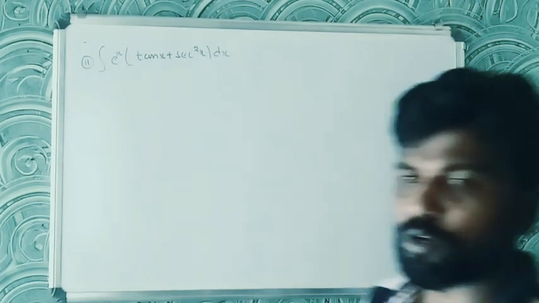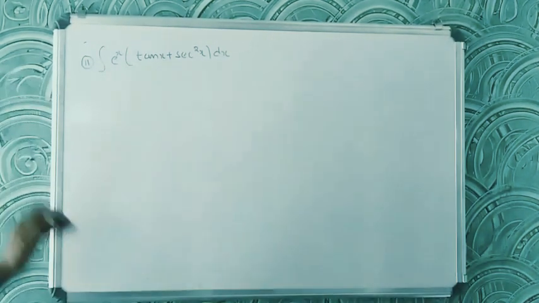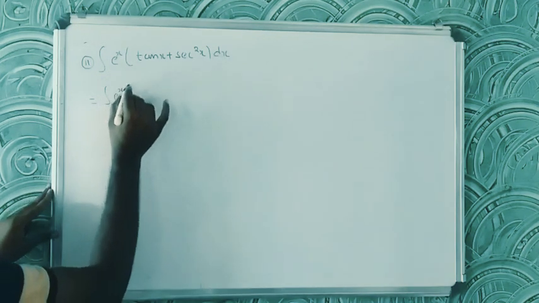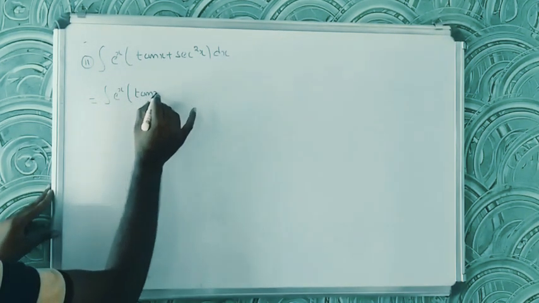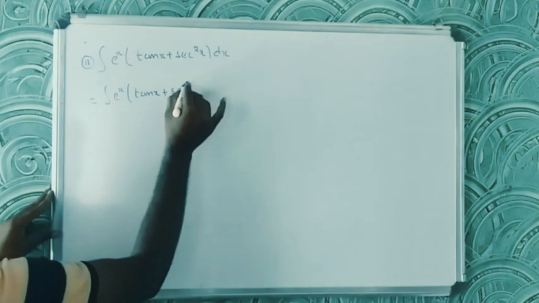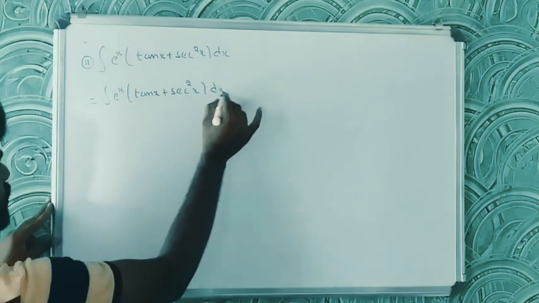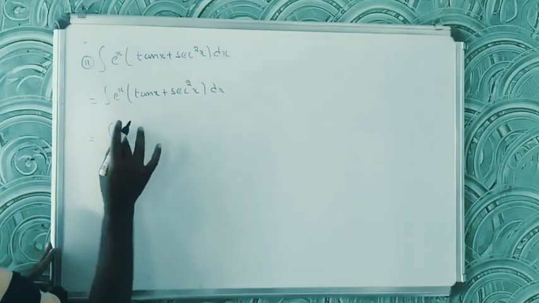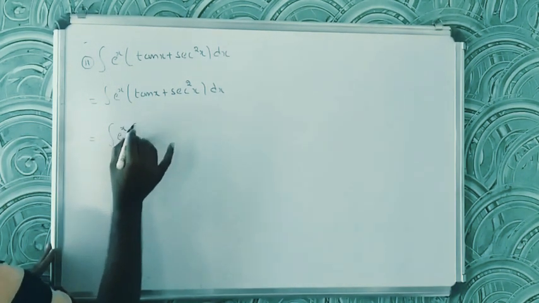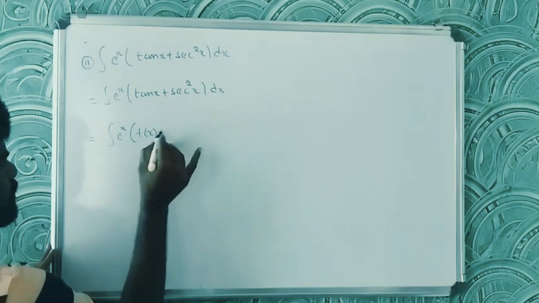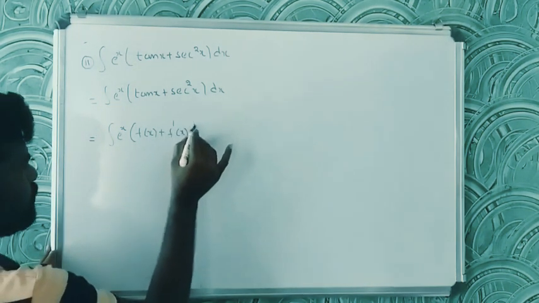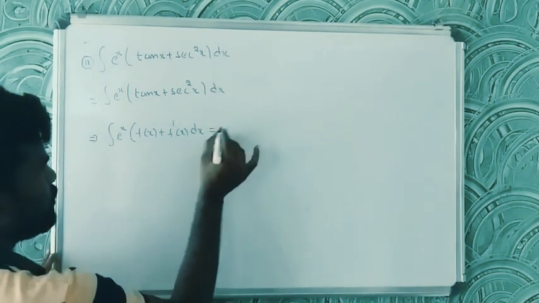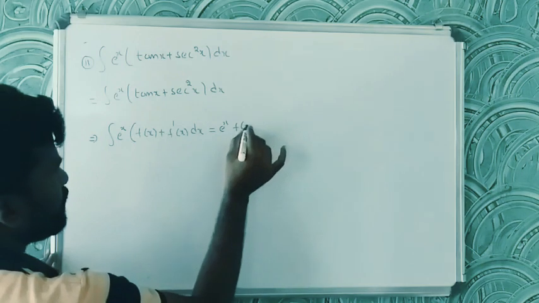Next problem is problem number 11. Integration of e power of x into tan x plus secant square x into dx. The formula is: integration of e power of x into f of x plus f dash of x into dx is equal to e power of x into f of x plus c.